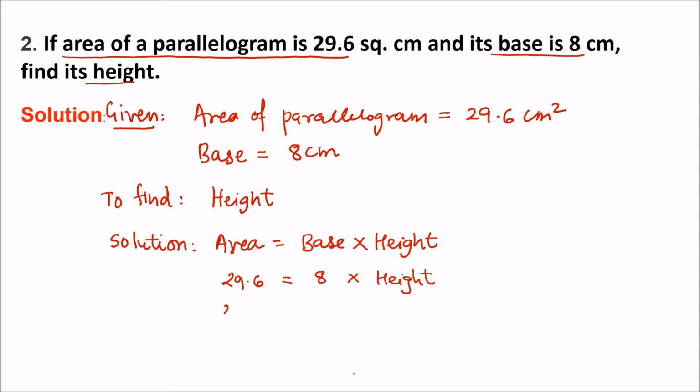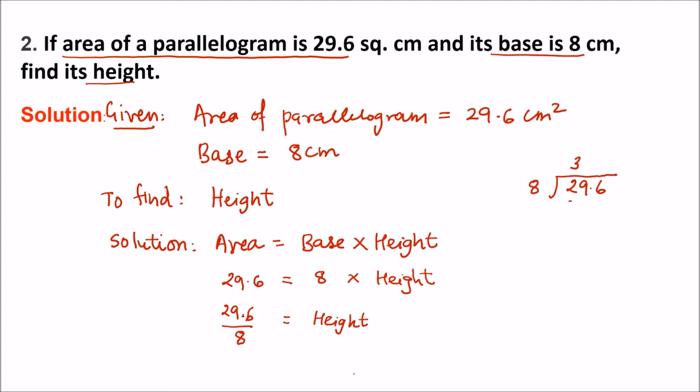We will get 29.6 divided by 8. Okay, opposite of multiplication is division, so divided by 8 equals height. Now we have to divide 29.6 by 8. So let's see how to divide 29.6 by 8. So here we'll write 29.6 and I'm going to divide it by 8.